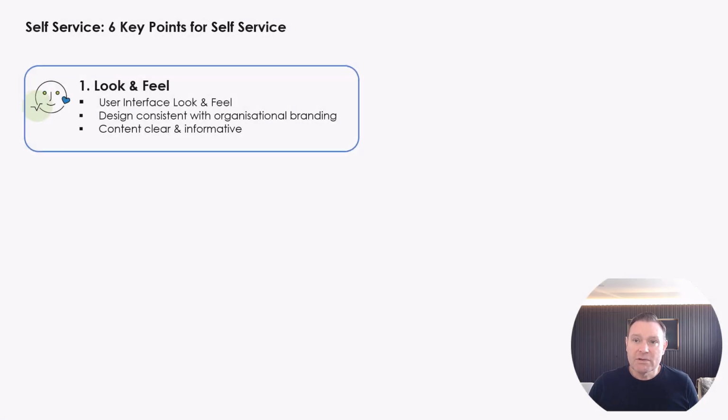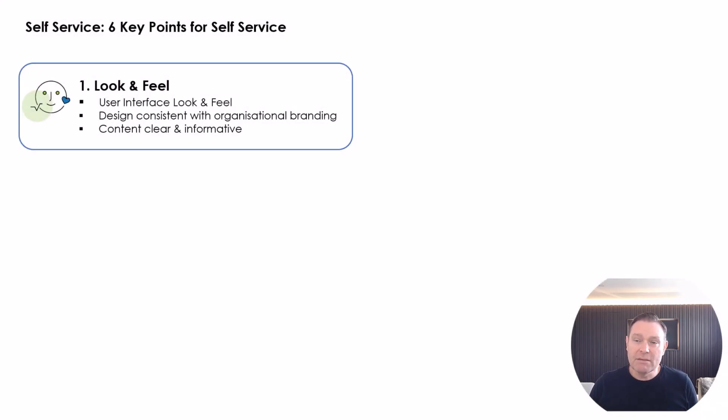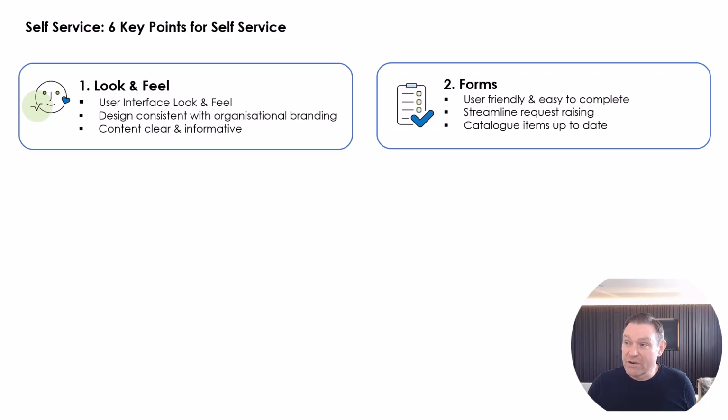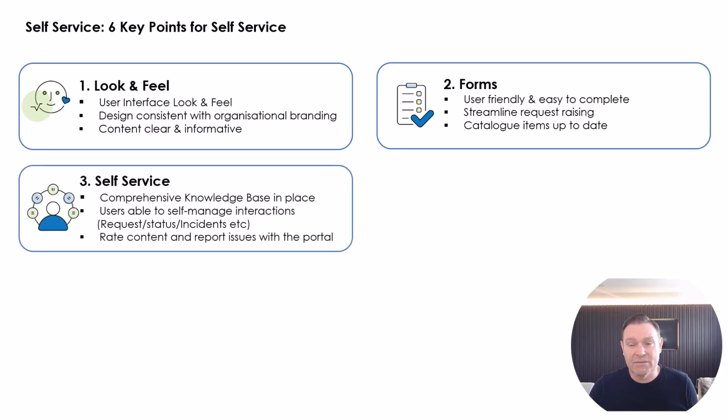So the first one is really around your look and feel. And it's really important that it's intuitive, that it's aligned to organizational branding. Number 2 is really looking at your forms. So are your forms user-friendly and easy to complete? And do they streamline that request raising process? Number 3 is really looking at self-service itself.